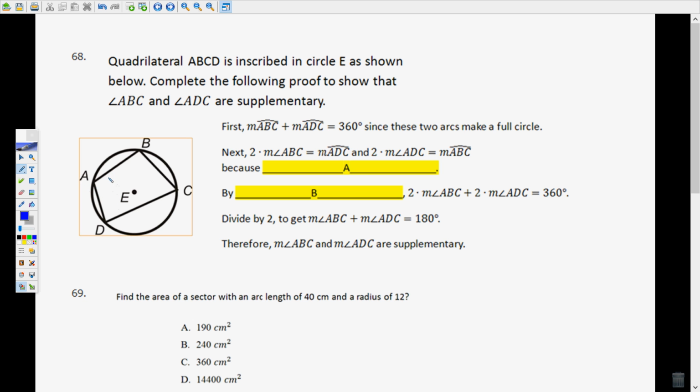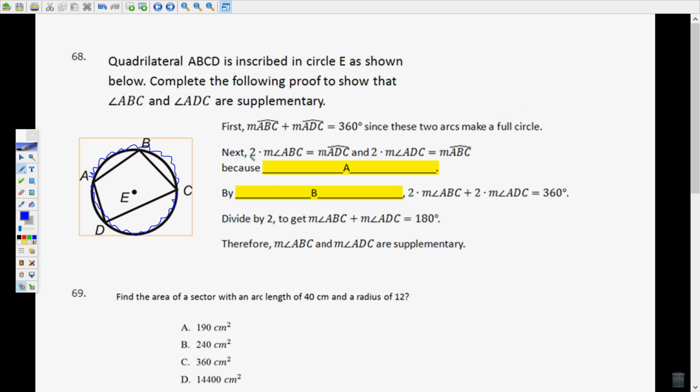First, it says that the measure of arc ABC plus the measure of arc ADC is 360. That makes up the whole entire circle. The whole entire circle is 360. So if you go from A through B to C, and then from A through D to C, you get the whole entire circle, 360 degrees, since these two arcs make a full circle.